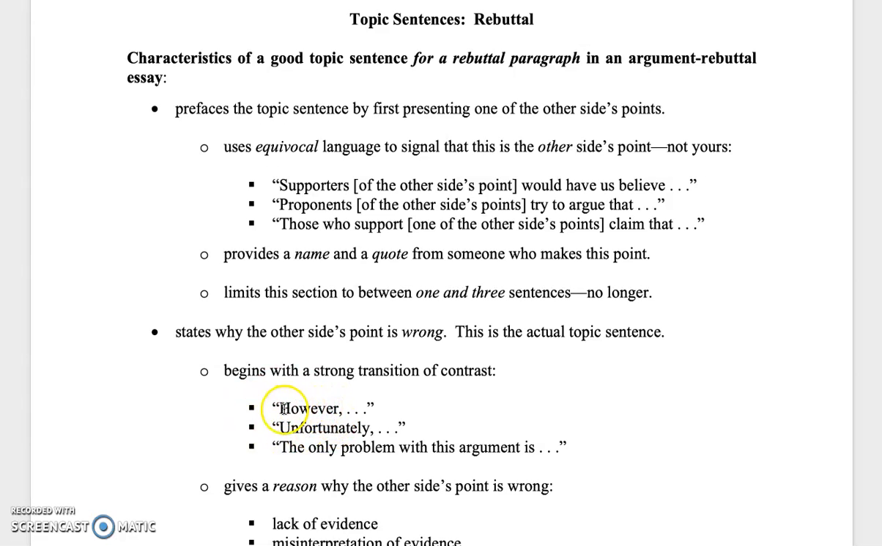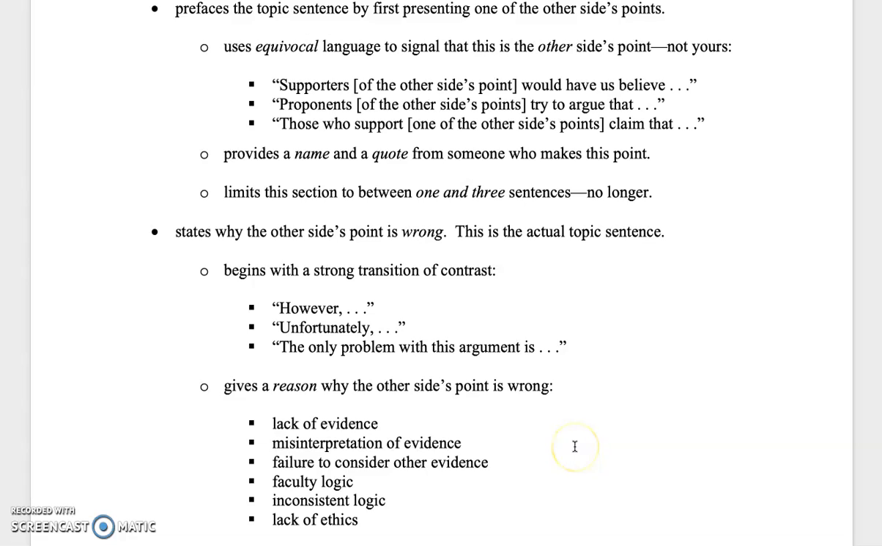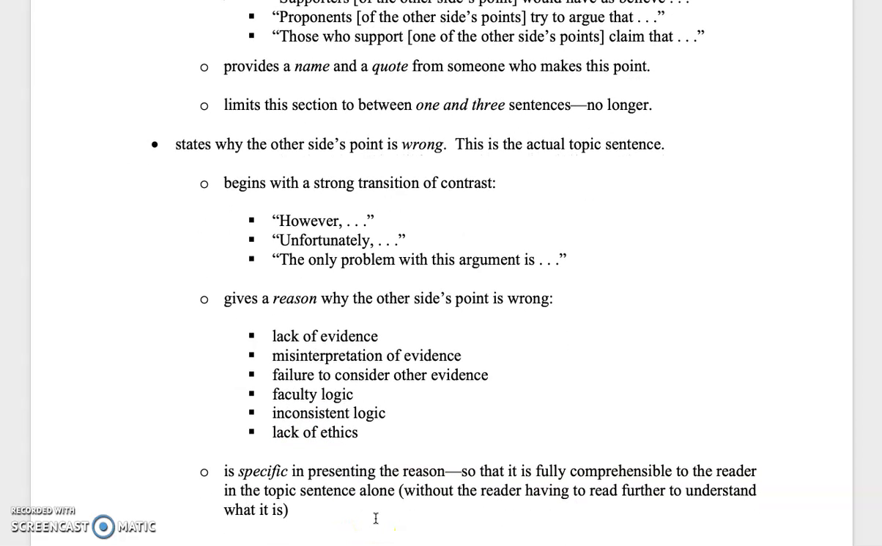So we're looking for something like, however, unfortunately, the only problem with this argument is, some kind of contrast, and you can use others, that shows that we're doing the but. Here's what the other side says, but here's why they're wrong. And then you give your reason why it's wrong. That could be they don't have evidence, or they're misinterpreting the evidence, or they're not considering other evidence, or something's wrong with their logic, or it's just an unethical position. And you want to be specific in presenting that reason so that the reader can really understand it.